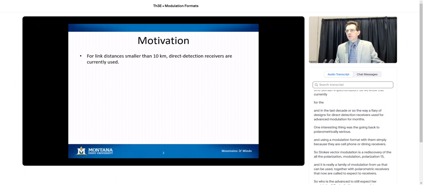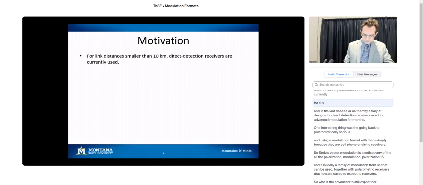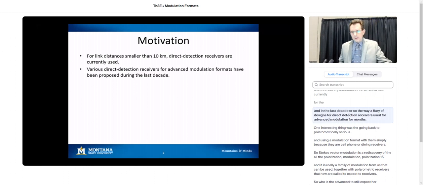This format is an extension of Stokes vector modulation and is intended for multi-core or multi-mode fibers, or we can have free space links where we use multiple modes, or even we can do a time domain implementation. So we know that currently for distances less than 10 kilometers, direct detection receivers are used. And in the last decade or so, there were a flurry of designs for direct detection receivers used for advanced modulation formats.